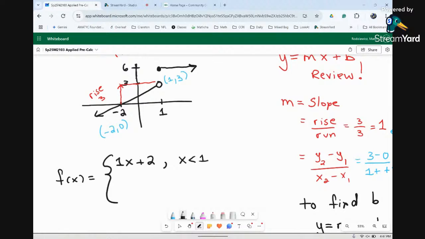Let's just double check that. Sub in the number -2, which is less than 1. So we would use this rule. 1 times -2 plus 2, output 0, as it should. The other part of this graph, y's are not changing. They're always 3.